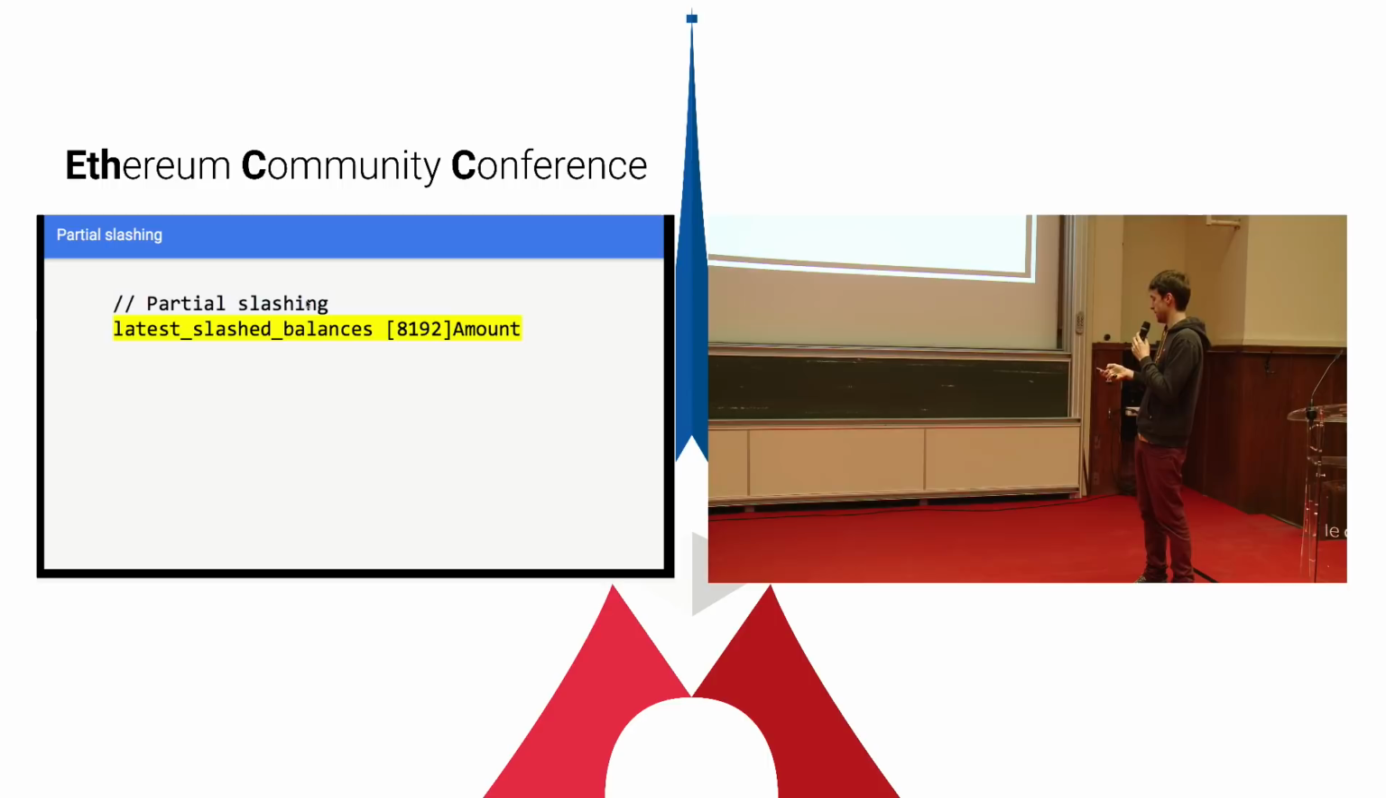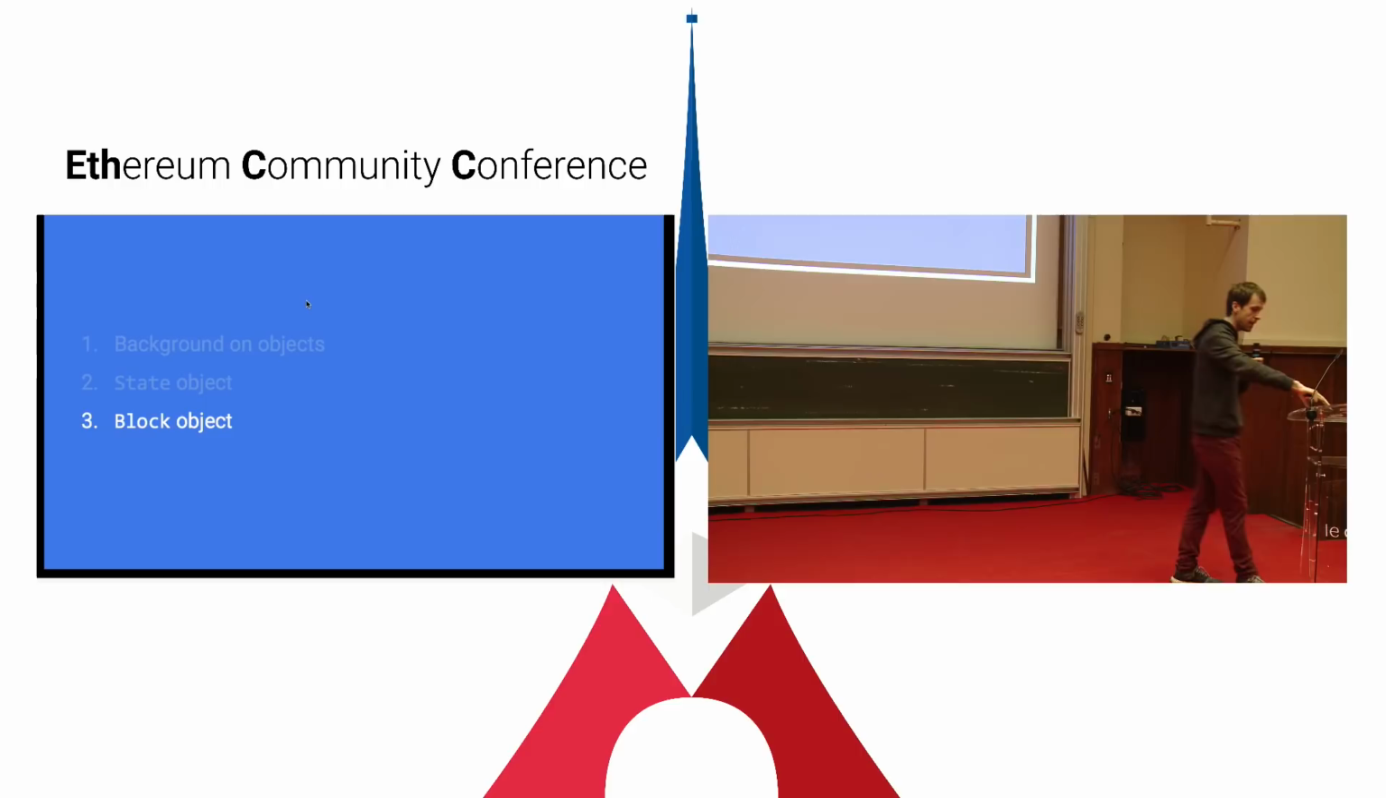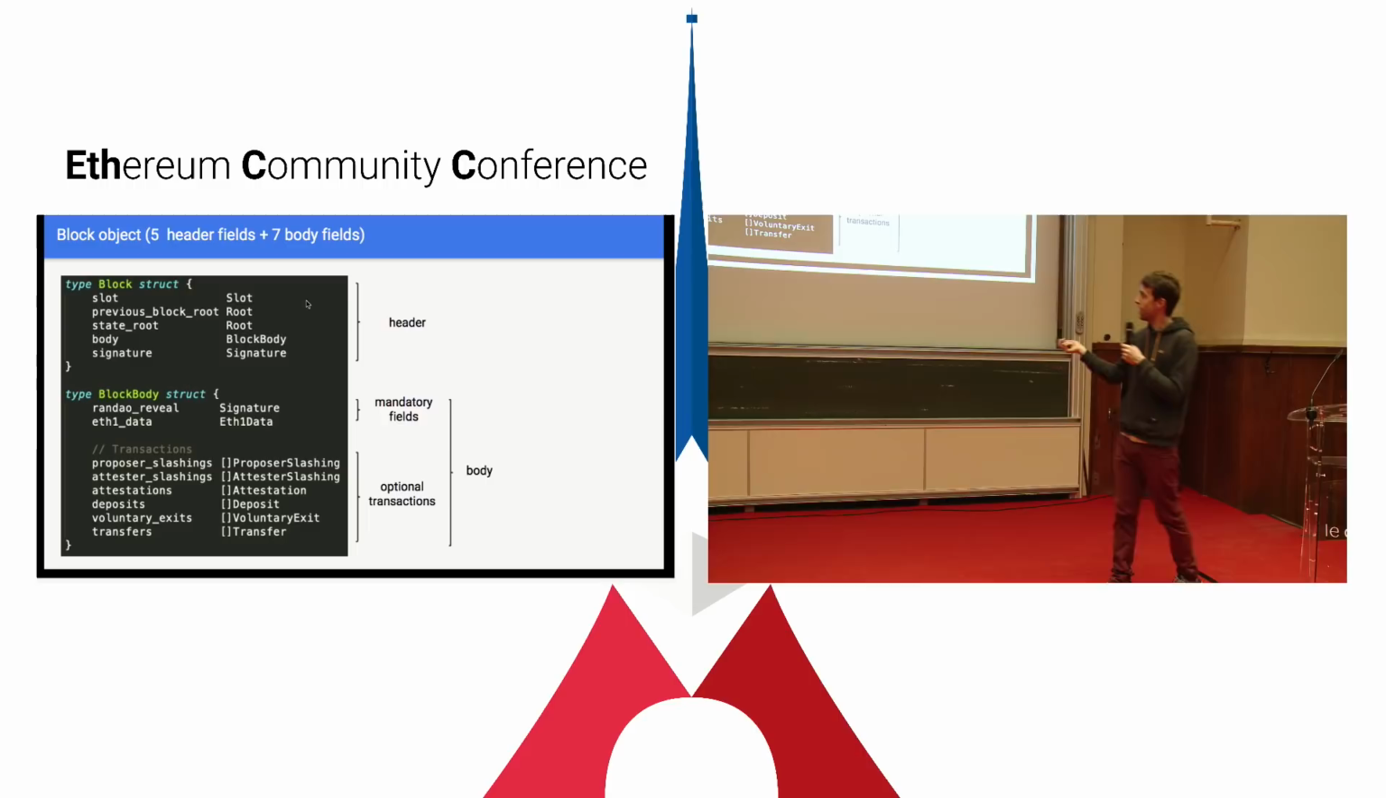Okay, I only have a few minutes, and I want to take a few questions, so I'll just rush through the block object. So this is the block object, considerably simpler than the state object. You have the header and the body, and within the body you have these two mandatory fields. One is used for randomness, the rand.reveal. One is used for voting on ETH1. And then you have these optional transactions, or operations, as some people call them. And basically, we'll just quickly go through them all.